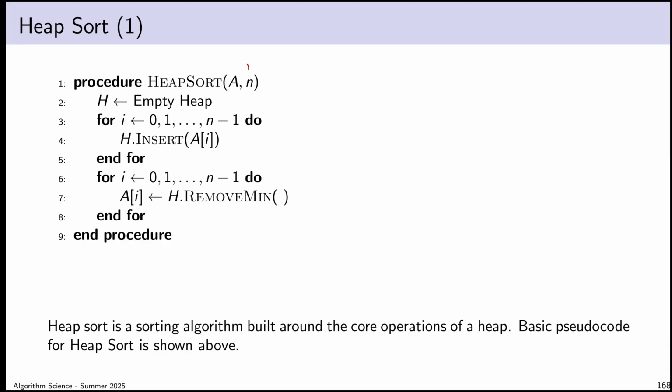I make a heap, so you give me an array. The most basic version of Heap Sort is I make a heap, and this would be a version that does use extra space. I then insert every element of my array into the heap, and then I go back through my heap, I call RemoveMin, and just pull out the element and stick it in the corresponding index of A.